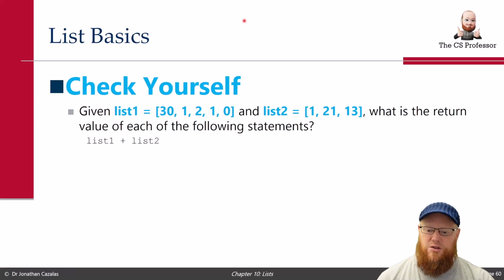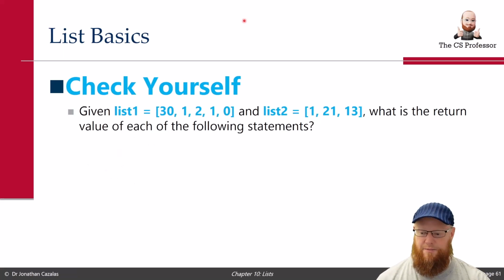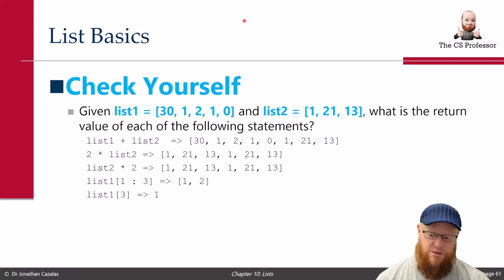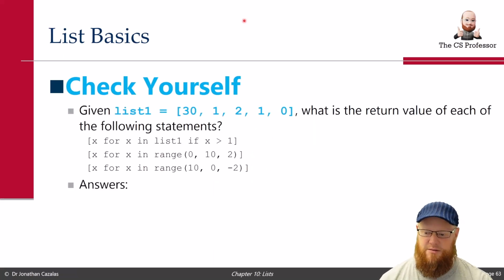Given these two lists, what is the result of each of these statements? Here's those statements. What is the result of those statements? And we see here are those results. Again, hopefully you're okay there. What is the result of each of these statements?